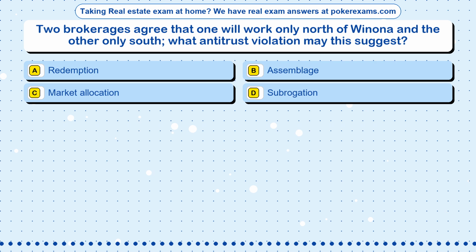Question 3. Two brokerages agree that one will work only north of Winona and the other only south. What antitrust violation may this suggest? Option A, redemption. Option B, assemblage. Option C, a market allocation. Option D, a subrogation.